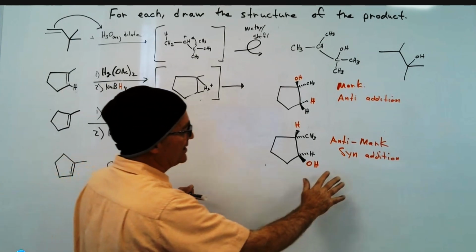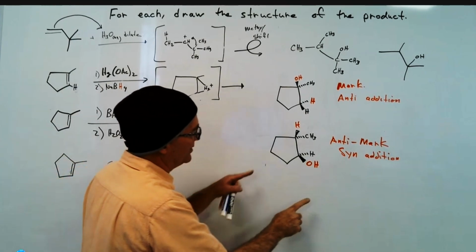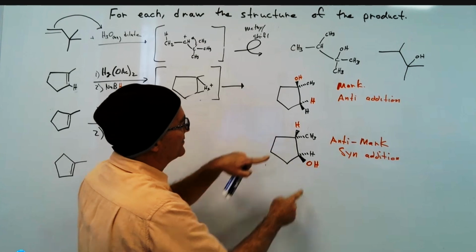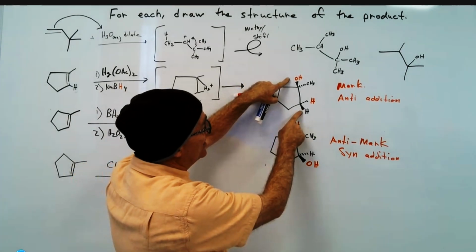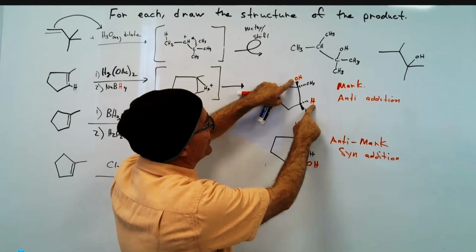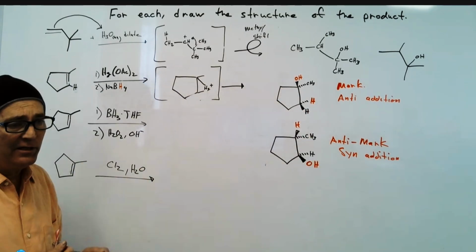So here we see the syn-addition nature, that the new groups are on the same face of the ring. Here we see the anti-addition nature because things added are on opposite sides of the ring.